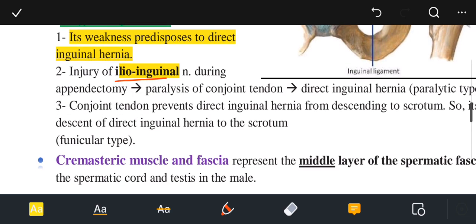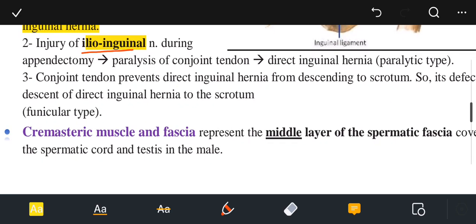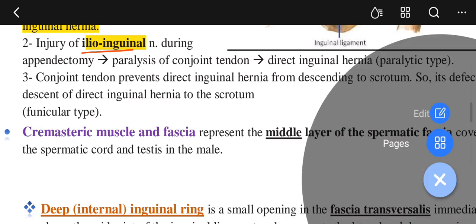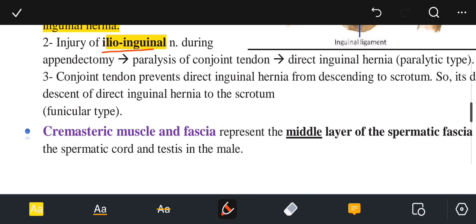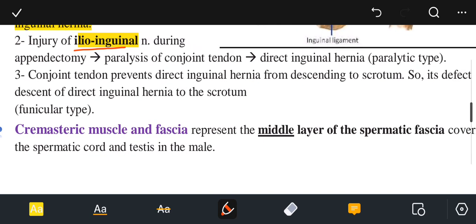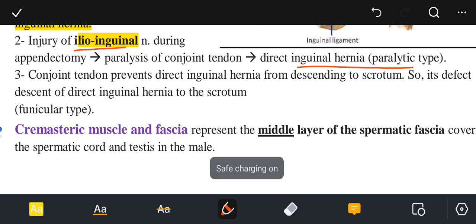the injury to the ilioinguinal nerve may happen during an appendectomy. Say you were doing some sort of appendectomy and you damage the ilioinguinal nerve accidentally. Due to the damage of the ilioinguinal nerve, there will be paralysis of the conjoint tendon, and that will lead to a direct inguinal hernia of the paralytic type. So there are different types of inguinal hernia: direct inguinal hernia, and the paralytic type is caused by damage to the ilioinguinal nerve.